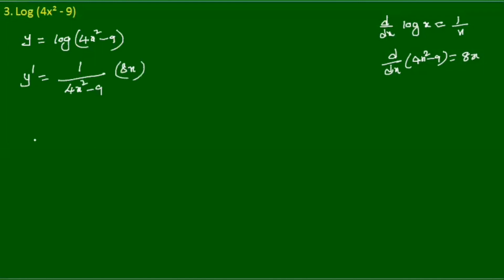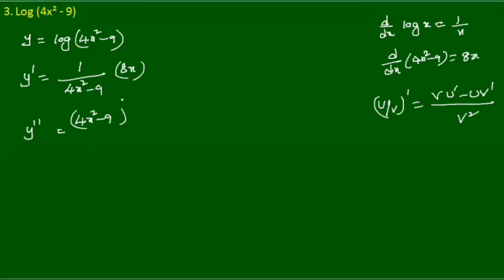If you want to differentiate again, it's in the form of u by v. What is u by v whole dash? It is vu dash minus uv dash by v square. So here v is 4x square minus 9, u dash is 8, minus u is minus 8x, and v dash is again 8x, and the denominator v square is 4x square minus 9 whole square.